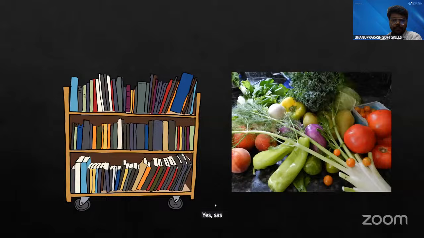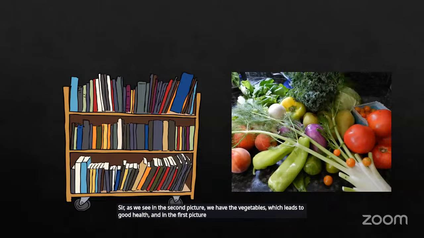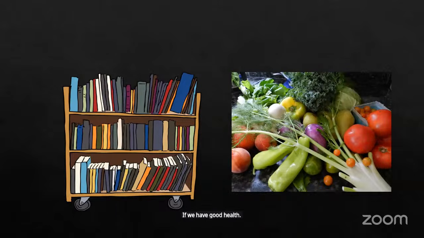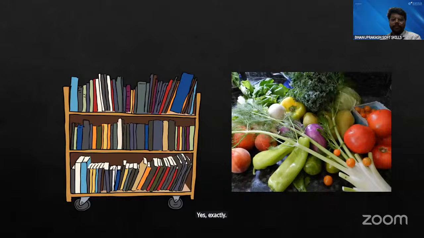Yes, Aswini. I think you are done. Sir, I have another observation, sir. As we see in the second picture, we have vegetables which lead to good health. And in the first picture, we can see the wheels under the rack. If we have good health, then knowledge and experience can go forward only with health. When we maintain good health, we can gain knowledge and we can read whenever we want, sir. Yes, exactly. Chandana.